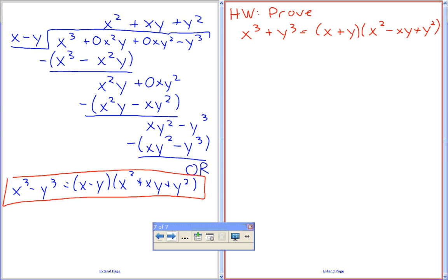Example 2. Long division is done. Synthetic division: there's no real synthetic division here.